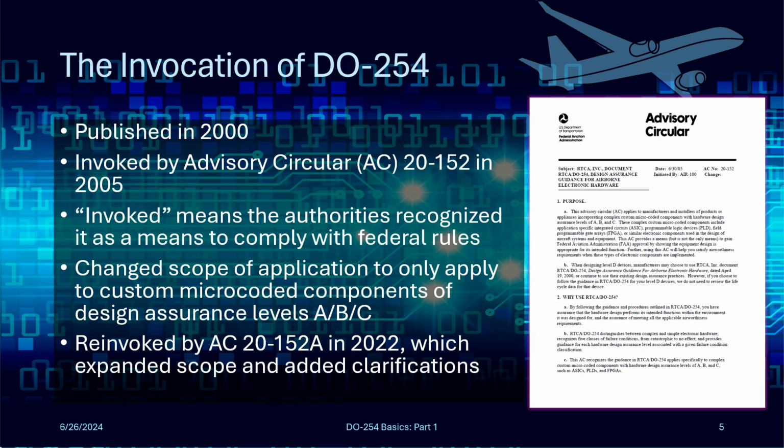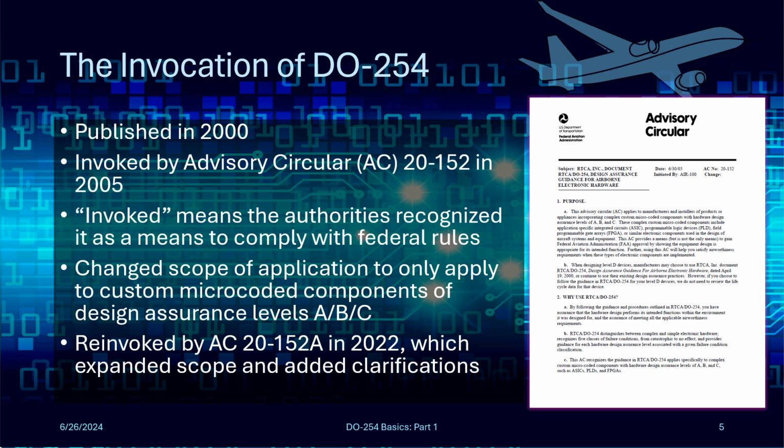I'm not going to get into how all of that works in any detail. You don't really need to understand it all. Just know that DO-254 was formally invoked by the FAA in 2005. But in doing so, they actually changed the scope of it. If you read this AC, you can see that they only applied it to hardware they defined as, quote, custom microcoded components, and only those with design assurance levels, which are now called development assurance levels, of A, B, and C.